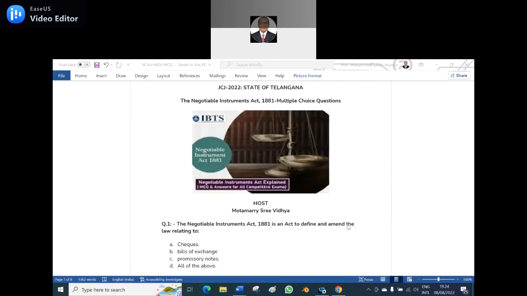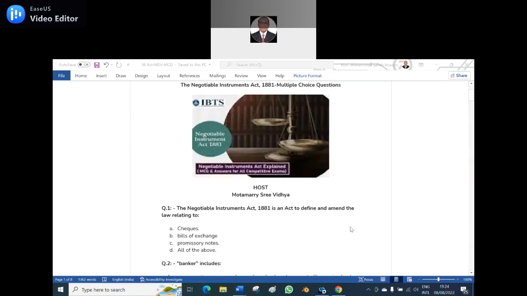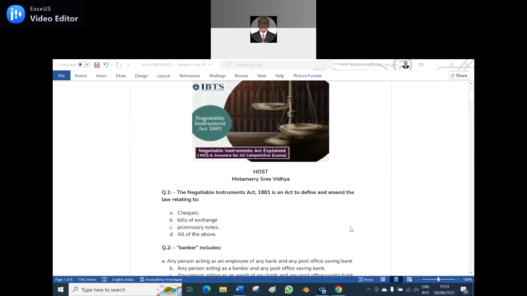First question, the Negotiable Instruments Act 1881 is an act to define and amend the law relating to option A, checks; option B, bill of exchange; option C, promissory note; option D, all of the above. All of the above. Yes, option D is the correct answer.